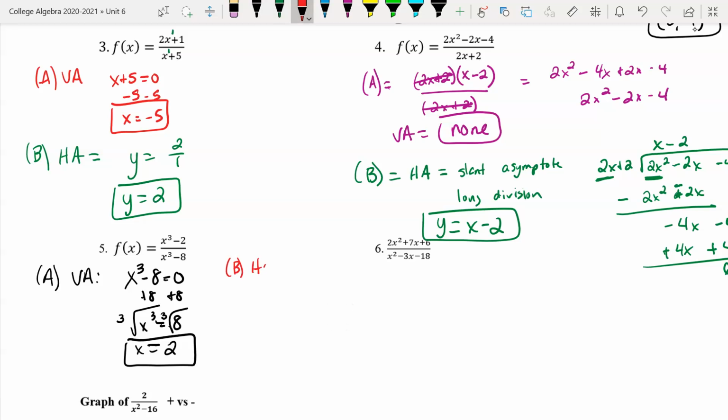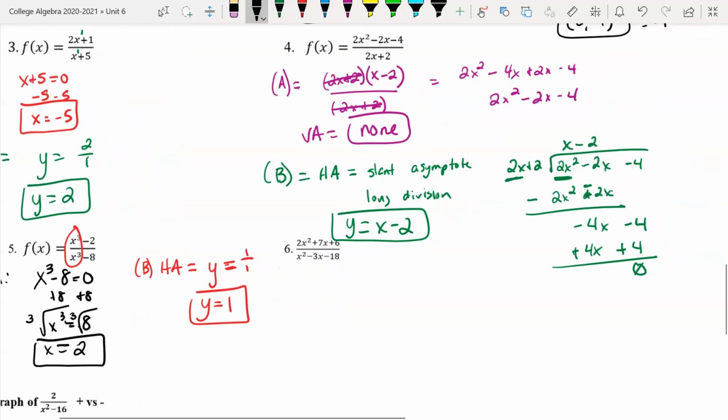And then your horizontal asymptote, again, based off the degrees, they're the exact same. I do the leading coefficient divided by the leading coefficient, which would be 1. So 1 divided by 1 gives me y equals 1. Remember, horizontal asymptote is always y equals, vertical is always x equals. Number 6, again, you would try to factor if you could.